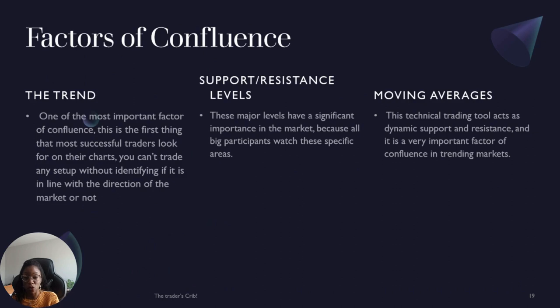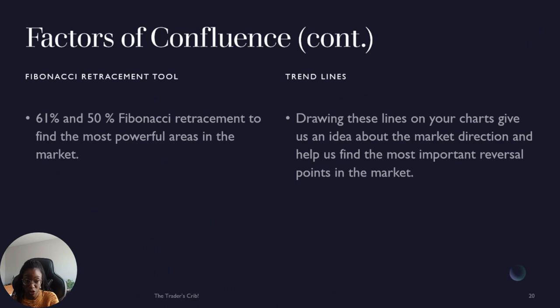Factors of confluence that you can trade with are the trend. If the trend is going in that direction, then you can help take the trade. Support and resistance levels: is price leaving a current area of support or resistance? Moving averages. Again, I don't always use them, but I do understand them.